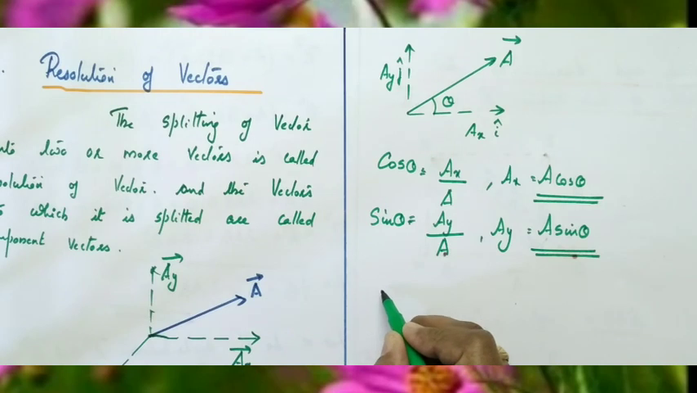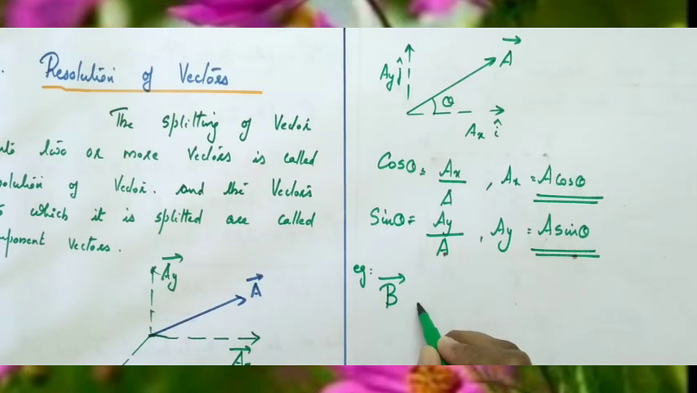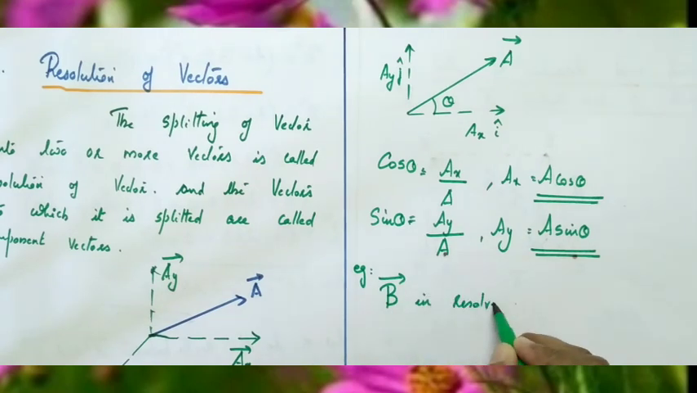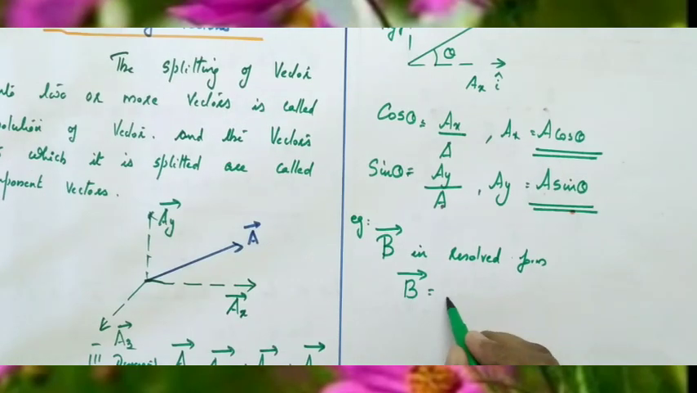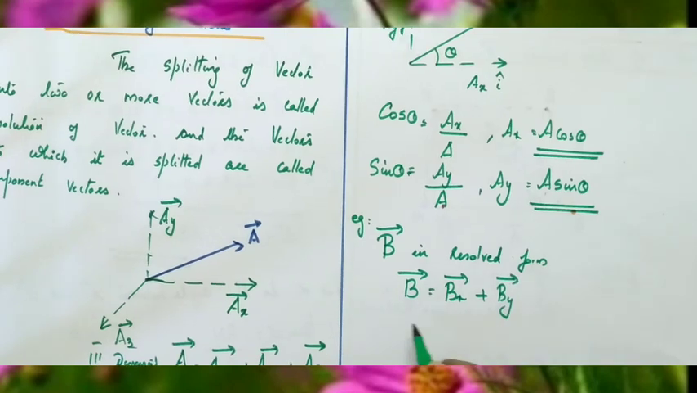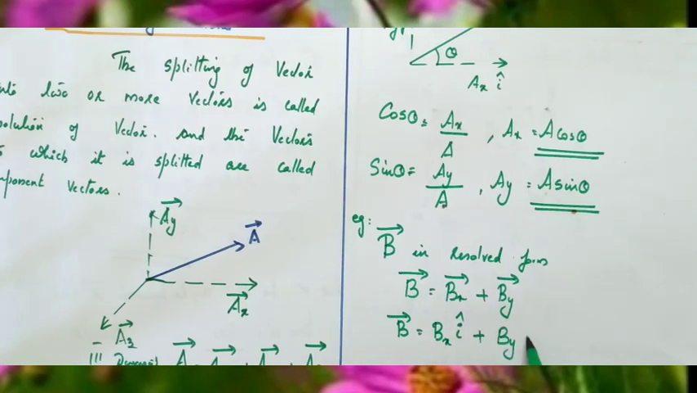Similarly, vector B, how will you represent vector B in resolved form? In two dimensions, vector B can be resolved as vector B equal to, what is the first form? Vector B can be written as vector Bx plus vector By. Or we can write vector B in another form: its magnitude is Bx, and it can be represented by i cap because it is along the x direction, plus By, where vector By is By into j cap. These are the two different forms. Clear, children?